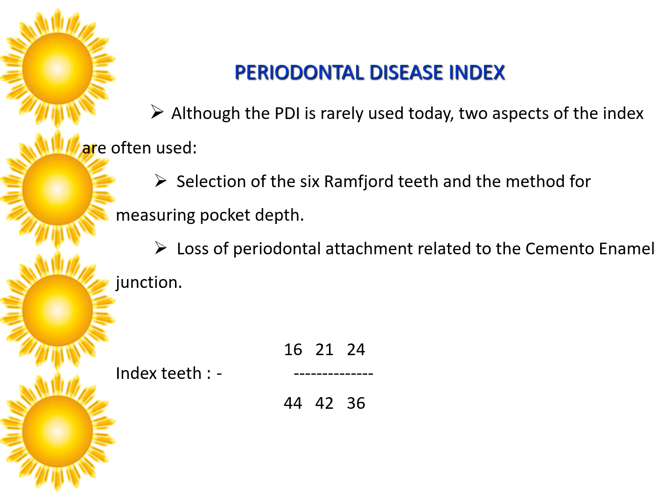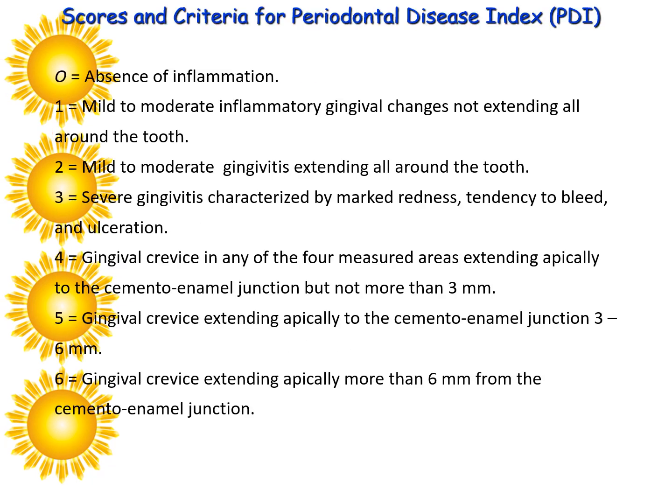The index teeth are 16, 21, 24, 44, 41 and 36. And this is the scoring criteria. 0 is absence of inflammation. 1 is mild to moderate inflammatory gingival changes. 2 is mild to moderate gingivitis extending all around the tooth.